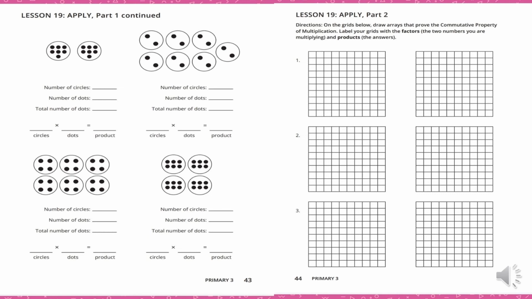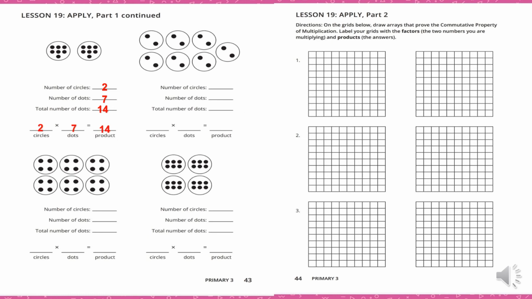Let's complete lesson 19. Here we have 2 groups. Each group has 7 dots. So the number of circles, how many circles do we have? 2 circles. Inside each circle we have 7 dots. So the total number of dots, we will multiply them together, dots and circles. So 2 times 7 equals 14.